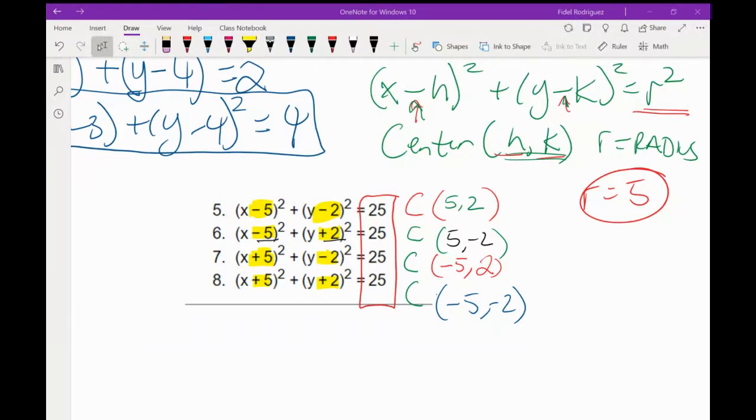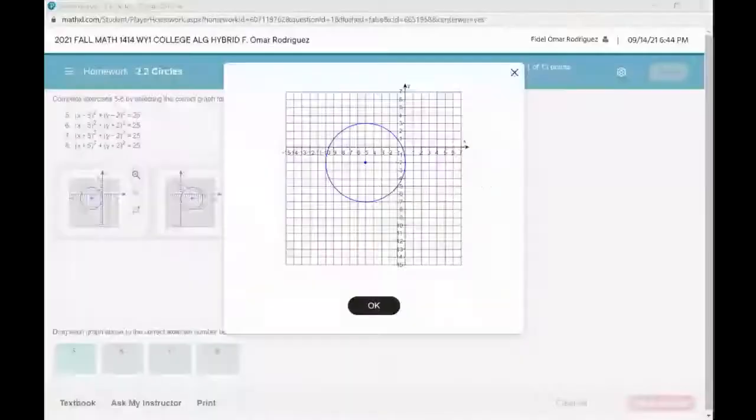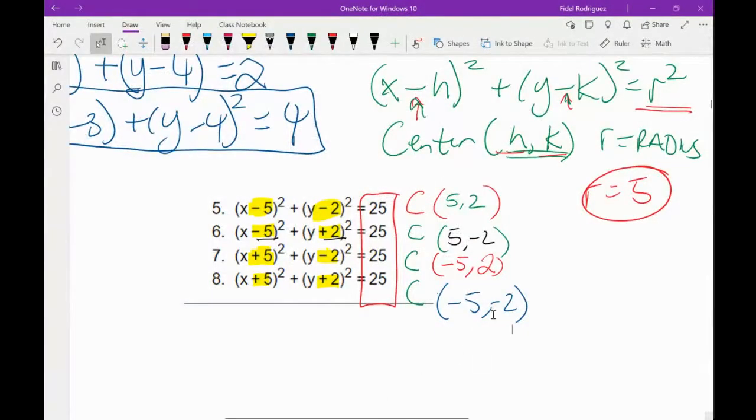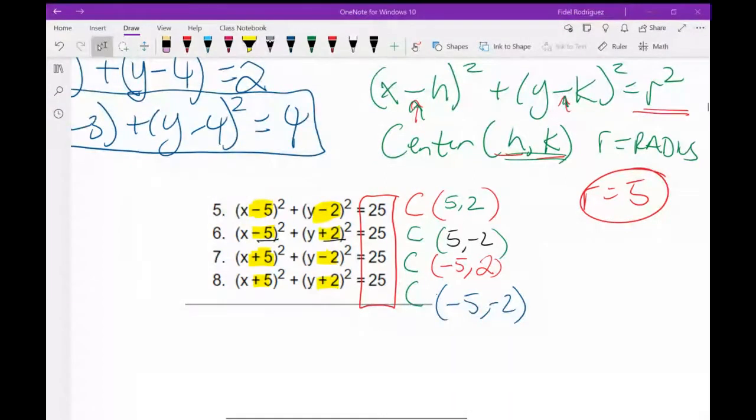Here we go. So let's look at the center of this circle. The center's at -5 and -2, right? So which was the one that had a center of -5 and -2? The last one did, right? Part 8. So when I come back to this part right here, I'm going to say that this first one here goes to number 8. So I'm going to drag this.